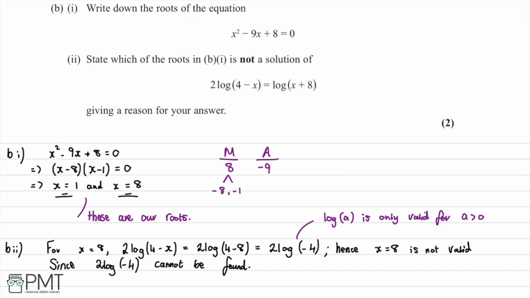We received it for concluding that the roots were 1 and 8, so we get our 1 mark for having those 2 roots correct there. And then in part 2 of question B, we receive 1 mark for basically stating that 8 is not a solution because the log term can't be found. So we receive our 1 mark just here for that statement, and that's us completed this question.